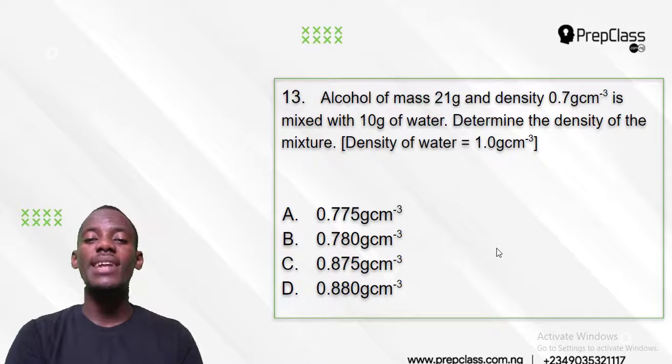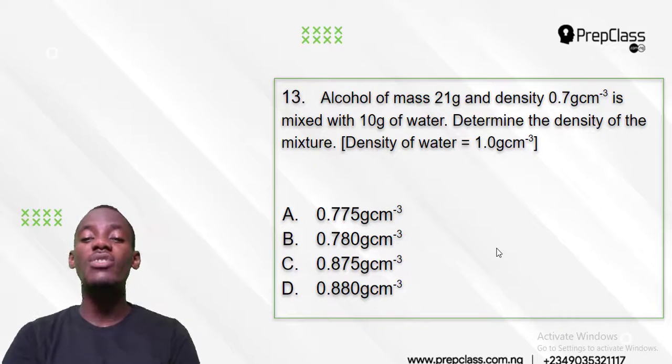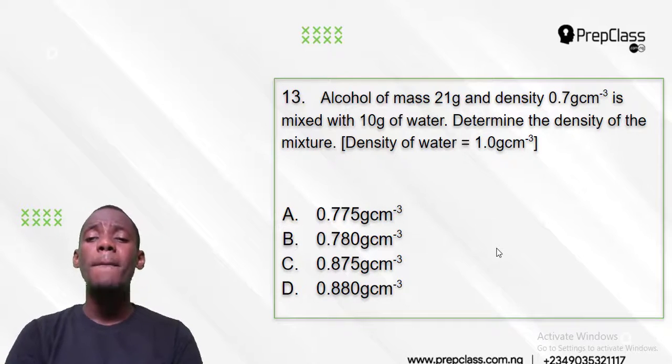Now let's get to number 13. Alcohol of mass 21 grams and density 0.7 gram per centimeter cube is mixed with 10 grams of water. Determine the density of the mixture. Density of water equals 1.0 gram per centimeter cube. Now what you have here is just mass and density, and another mass, then you have to find the last density, right?